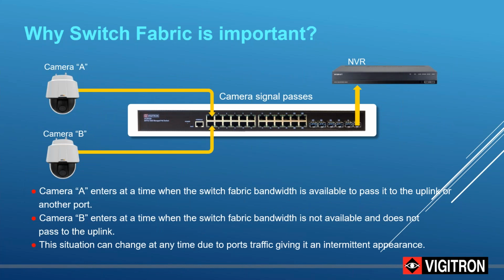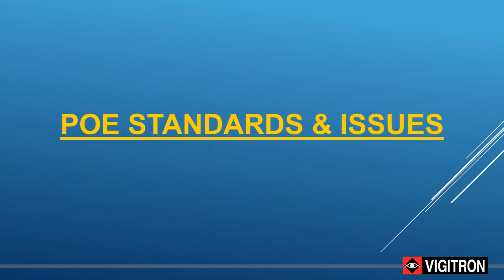Let's put this now basically in a regular security format. Camera A enters at a time when the switch fabric is available and it passes it on to the uplink or to another port. We're fine. Camera B enters at a time when the switch fabric is not available and does not pass up to the uplink. It's blocked and can't be seen. Situation again can change at any given time.